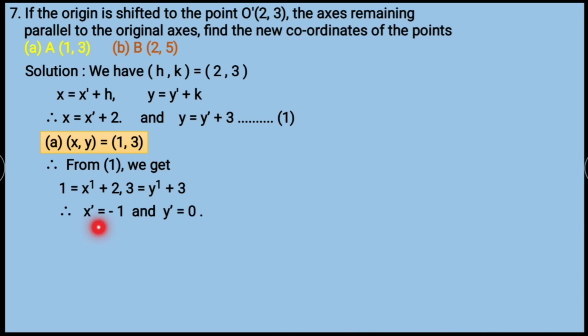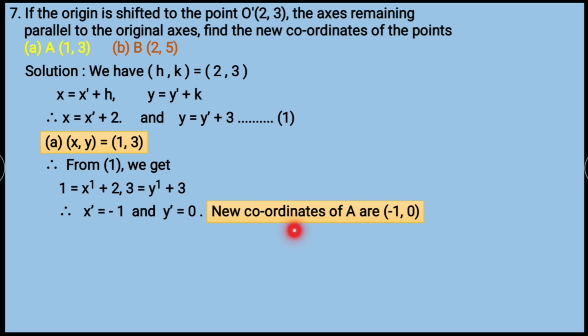We transfer this 2 to the left hand side. So we get minus 2 plus 1, which is minus 1. We transfer this 3 to the left hand side. So 3 minus 3 we get 0. In this way we get x dash equals minus 1 and y dash equals 0, which is the coordinate of the new point referred to the old point 1, 3. So we write here the new coordinate of A are minus 1, 0.